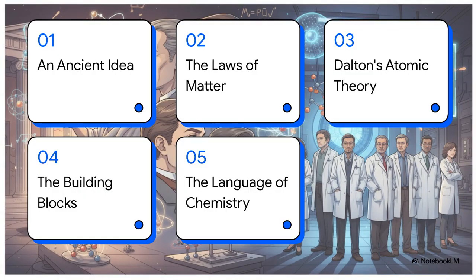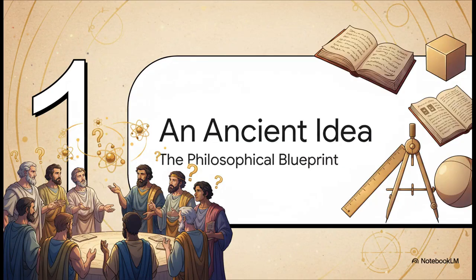All right, so here's the game plan for this explainer. First, we'll look at an ancient, indivisible idea, where this all started. Then we'll get into the laws that really govern matter. After that, we'll see how Dalton's atomic theory tied it all together. Then we'll zoom in on the building blocks themselves, and finally, we'll actually learn how to speak the language of chemistry. Let's do it.